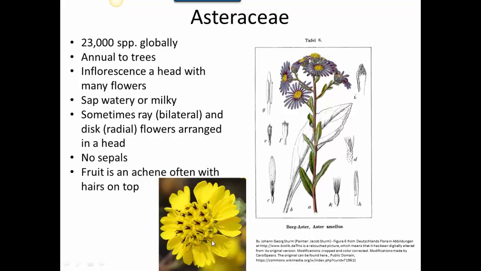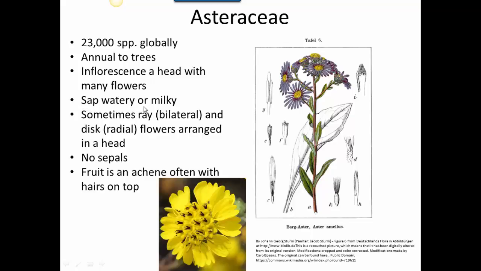There's also some flowers within this head that have bilateral symmetry. So this is a large petal from a little flower. Here you can see, I'm not sure, those might be the stamens sticking out, that has bilateral symmetry. So these heads are often made up of flowers that have bilateral symmetry called ray flowers, and some flowers that have radial symmetry called disc flowers. So they're all arranged together in one head.